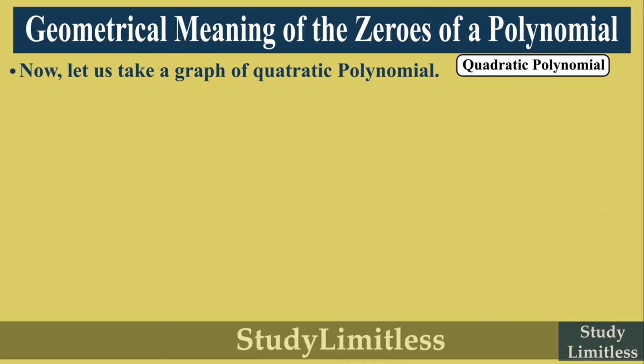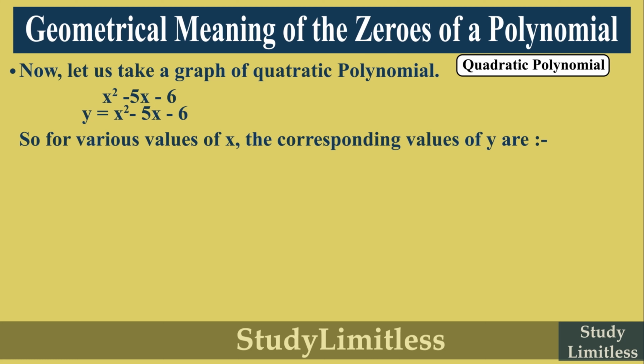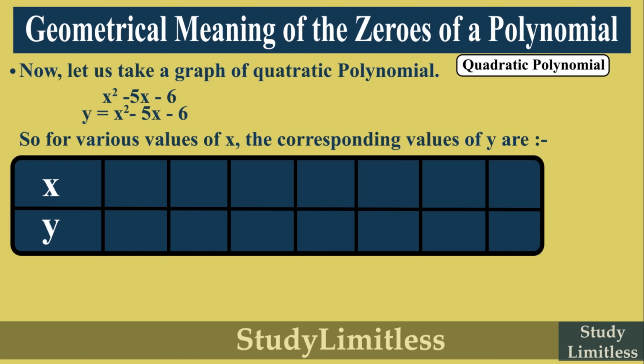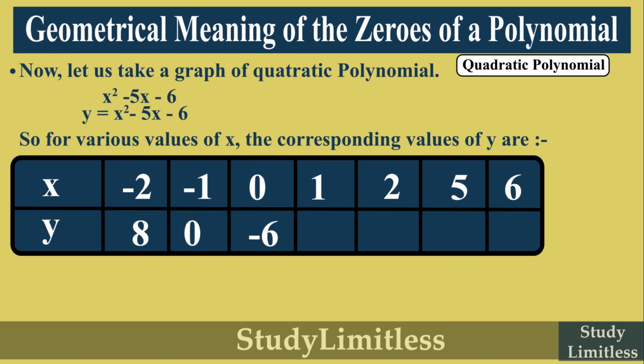Now, let us take the graph of a quadratic polynomial. In quadratic polynomials, let us take the equation x square minus 5x minus 6. We can also take it as y is equal to x square minus 5x minus 6. For various values of x, the corresponding values of y are, we'll take x and y. As we have simplified earlier, in x we have minus 2, minus 1, 0, 1, 2, 5 and 6. In y we have 8, 0, minus 6, minus 10, minus 12, minus 6 and 0.